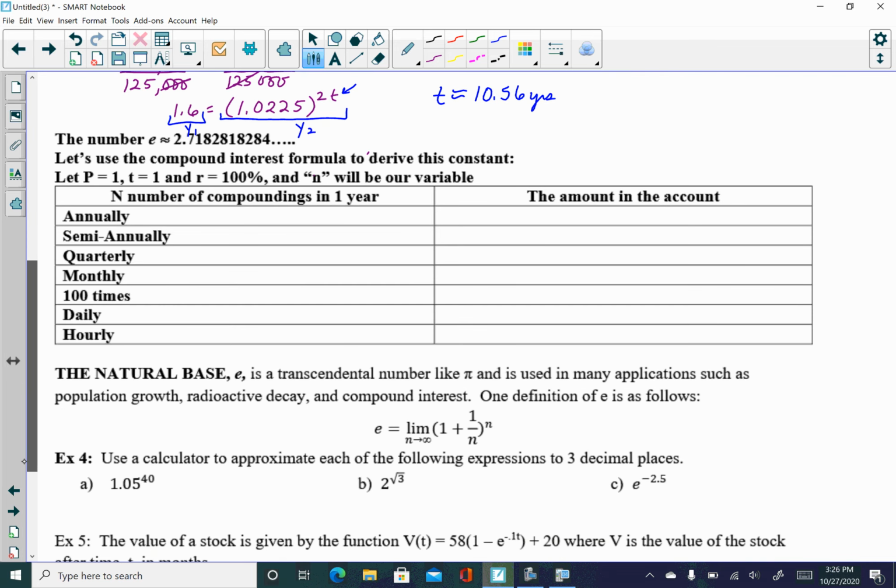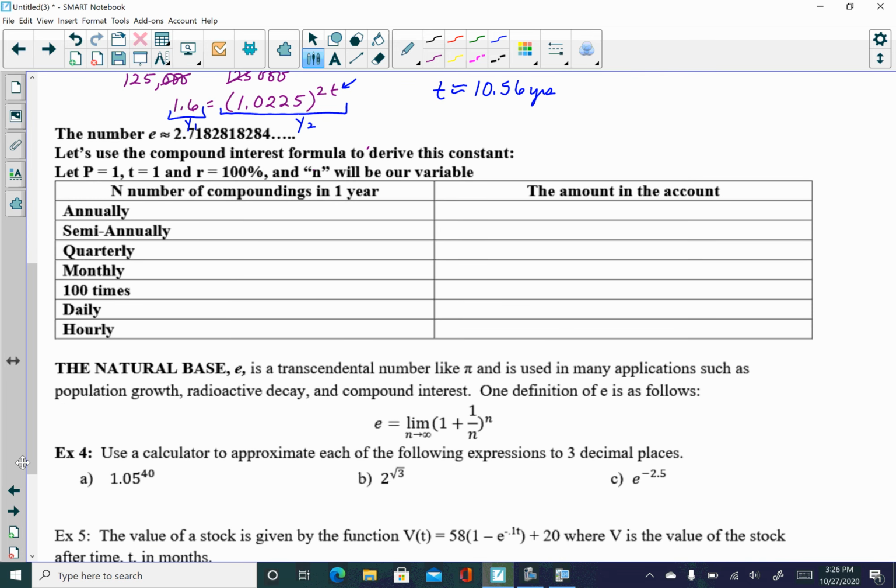Just below here in your notes is me introducing the idea of the naturally occurring number e. I'm not sure if you've ever been exposed to this number before or not, but e is approximately 2.71828 and so on. I'm actually going to use the compound interest formula to derive that constant for you, just so that you can see where it comes from. We're using the compound interest formula, so we're just saying, okay, I'm going to let my p be 1, my time be 1, my interest rate 100%, and my n is going to be my variable.